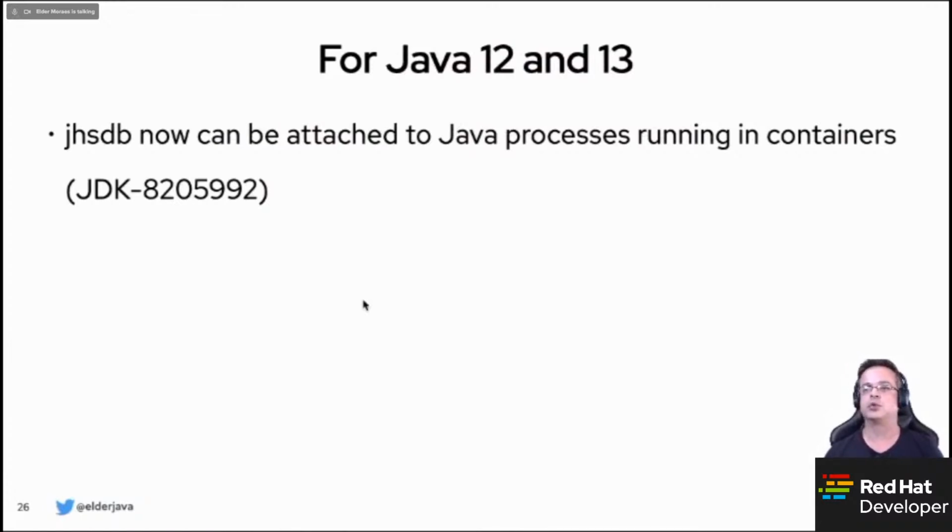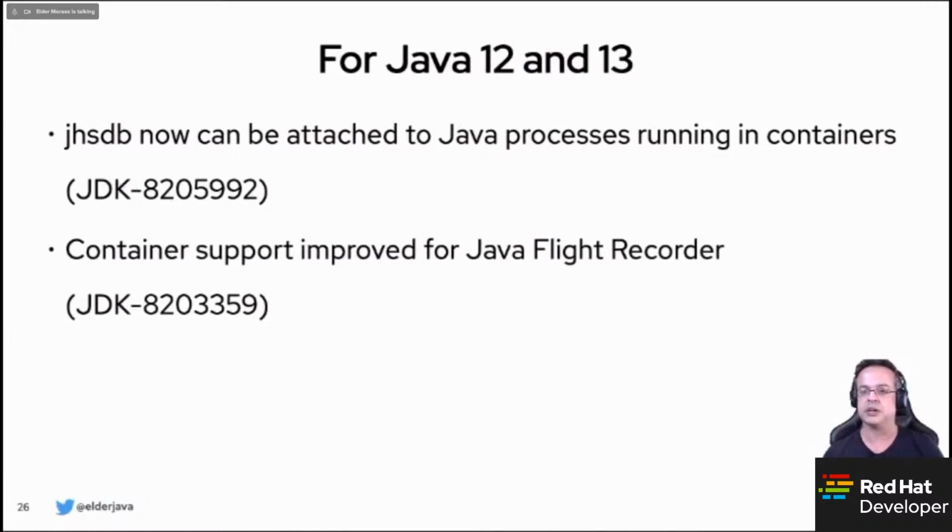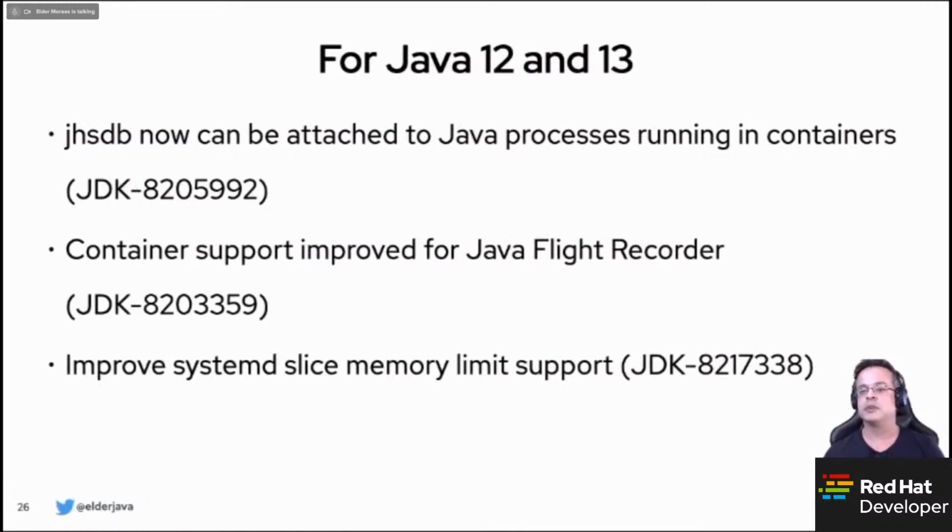On Java 12 and 13, we have this tool here. If you don't know, it generates NCDB. It's a tool where you can debug a crashed JVM. You can take the core dump of that crashed JVM and debug it. Now you can attach this tool to a container, to a Java process running in a container. And we have improved support for Java Flight Recorder, which is a tool for profiling, okay? And now the systemd slice memory support was also improved, okay?